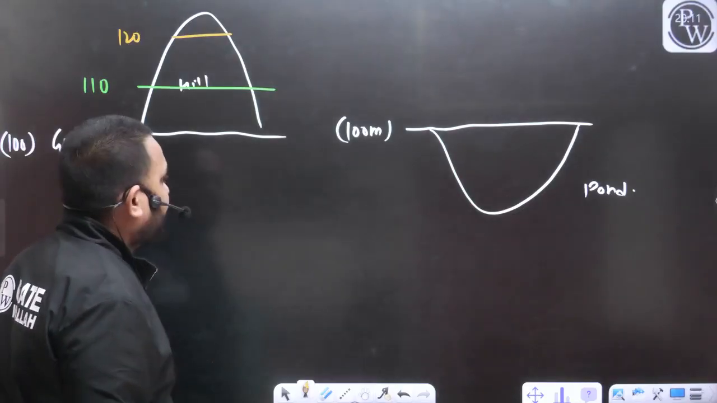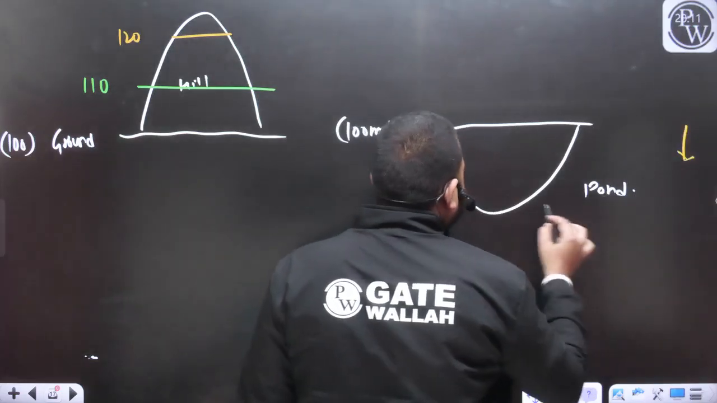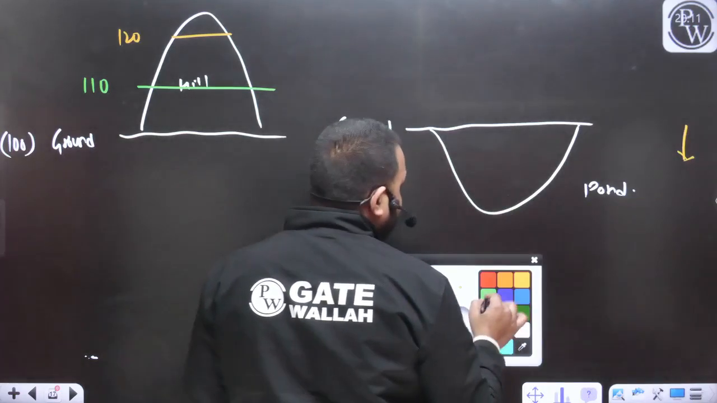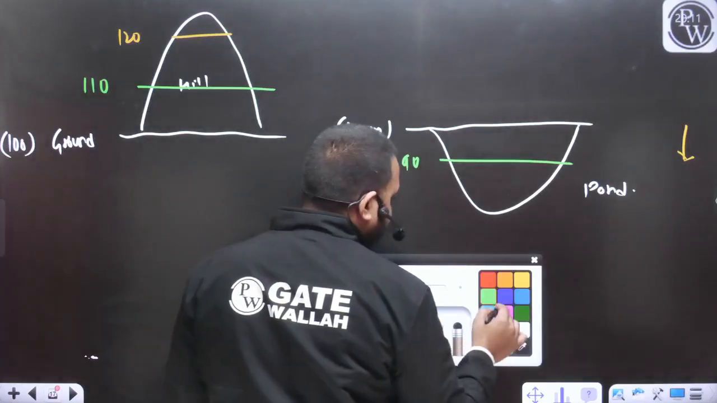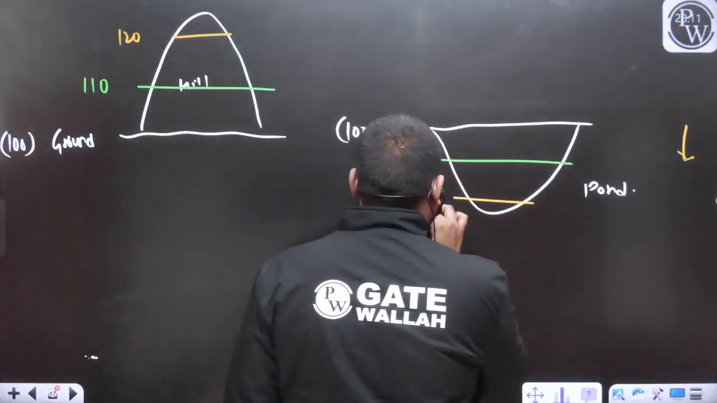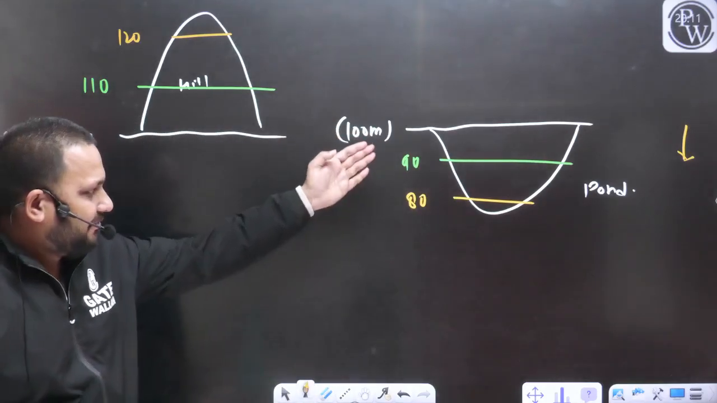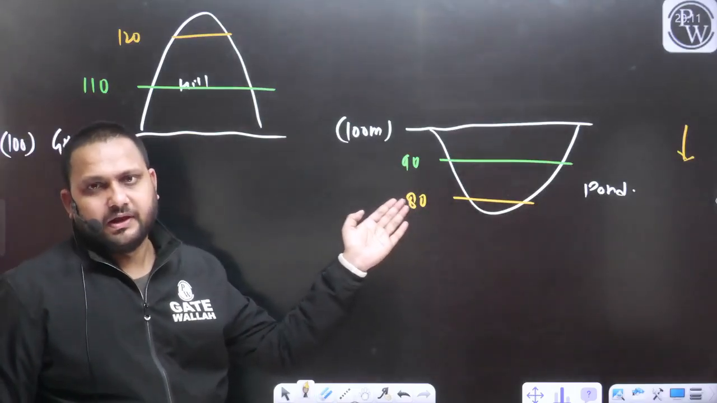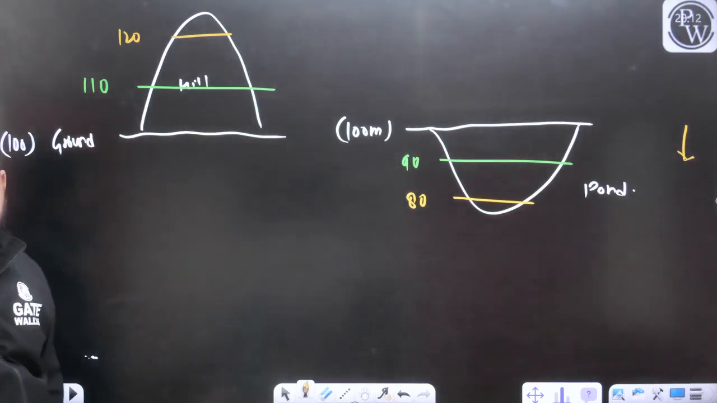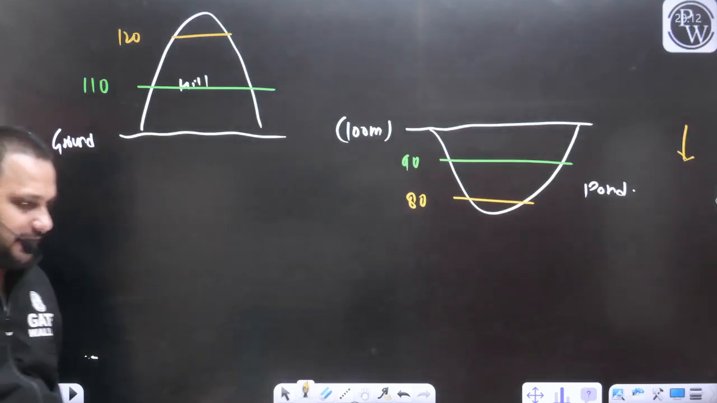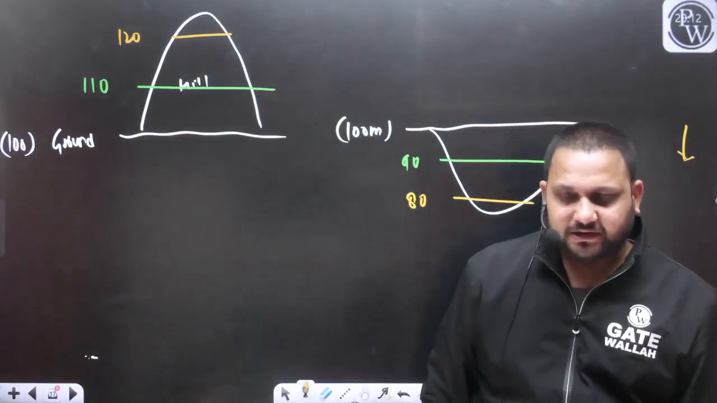Similarly, now we are moving below the ground. So this will be the contour of 90 and this will be the contour of 80. Because we are moving below the ground level, RL will decrease. Here we are moving above the ground surface, so RL was increasing. Yes or no?